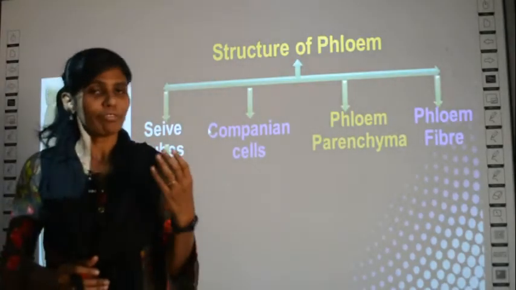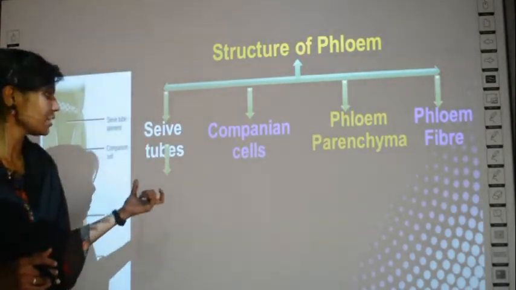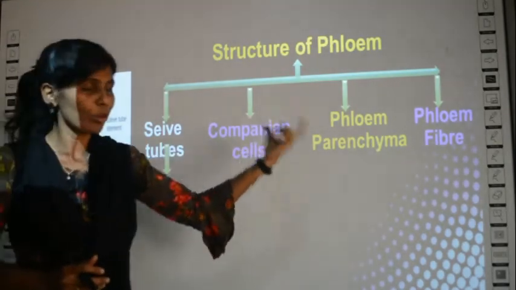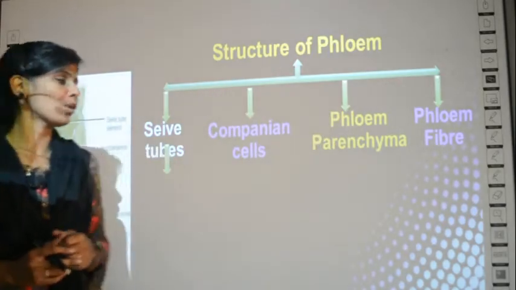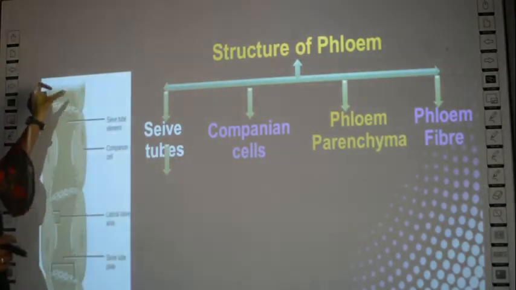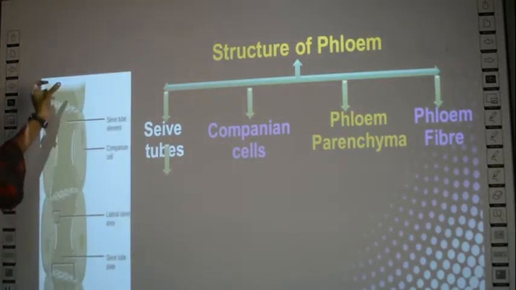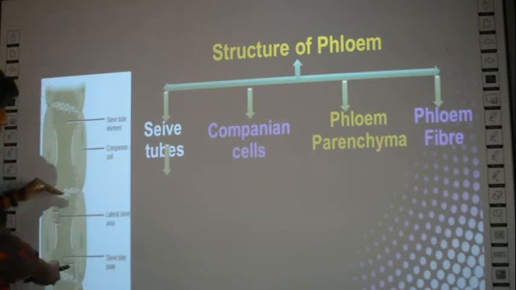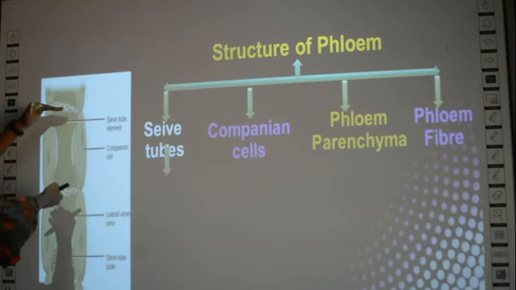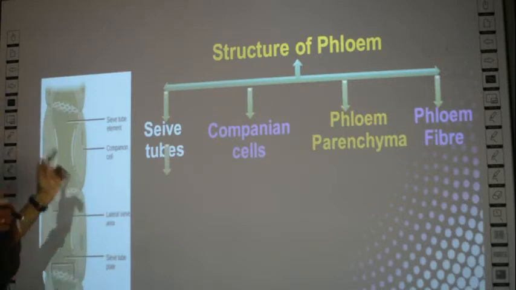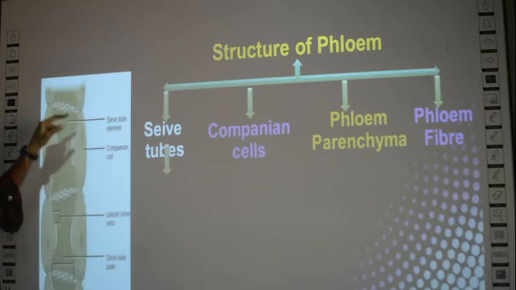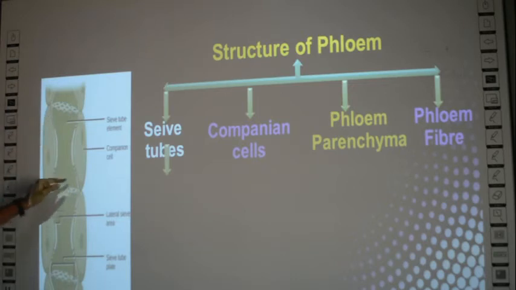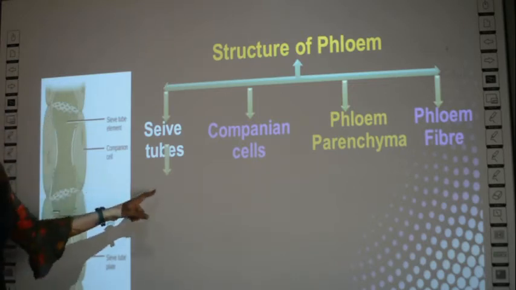In the structure of phloem, there are 4 parts called sieve tubes, companion cells, phloem parenchyma and phloem fiber. See this tube in the center, this is called the sieve tube, and every portion of the sieve tube is divided into partitions. Every partition of the sieve tube is called a sieve tube element, and between every element you have a disc. This is called the sieve plate, which has holes.